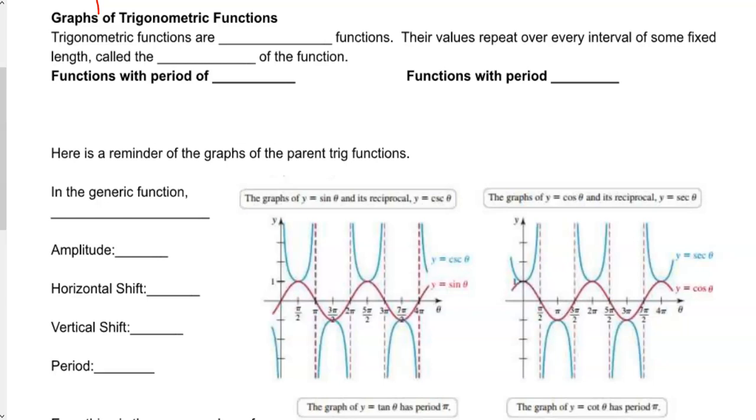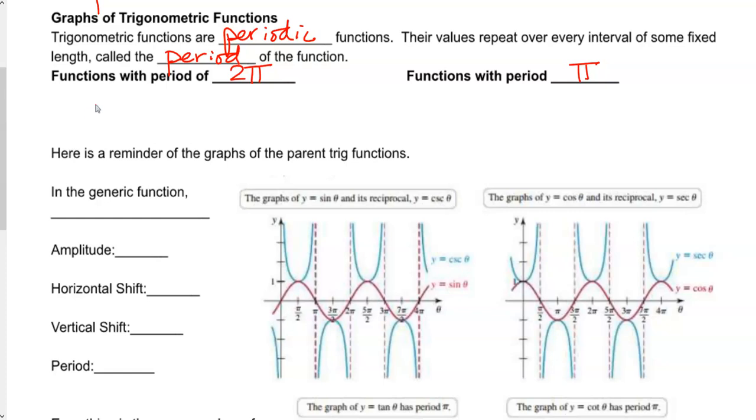Trigonometric functions are what we call periodic functions. They're cyclic. That means they keep going over and they repeat patterns. Their values repeat over every interval of some fixed length, which is called the period of the function. And there are two different types, basically two categories. There are four that have a period of 2 pi and two that have a period of pi.